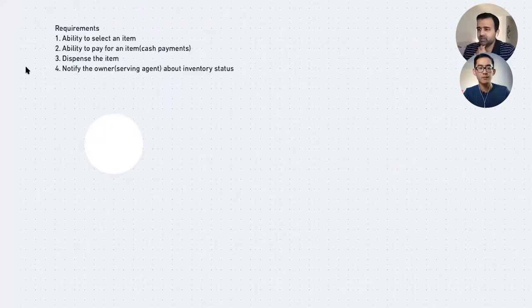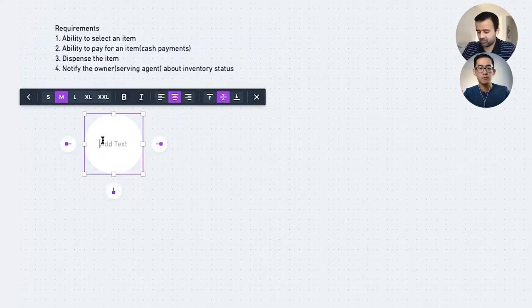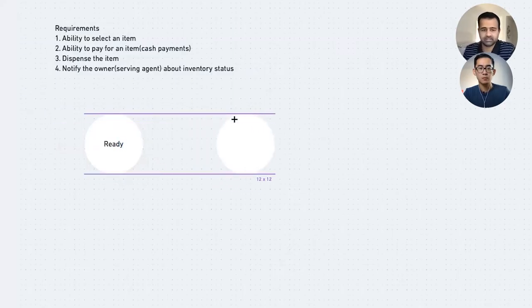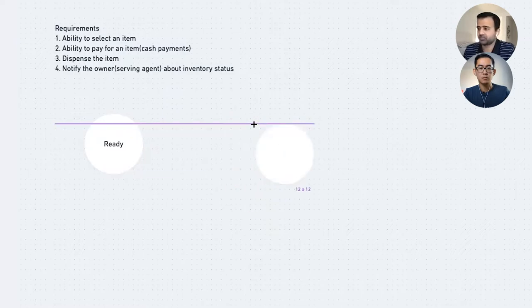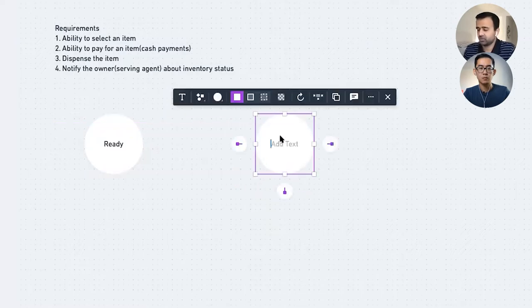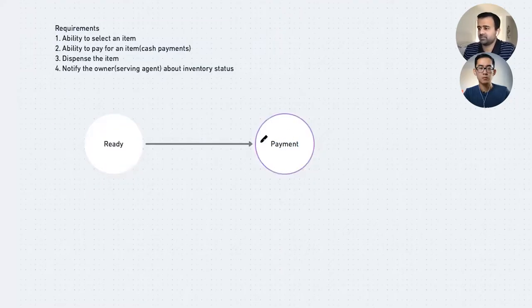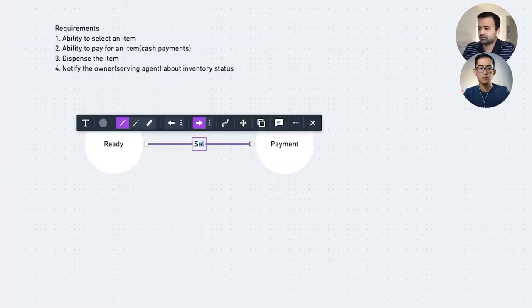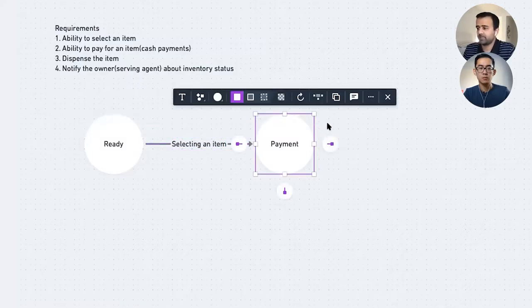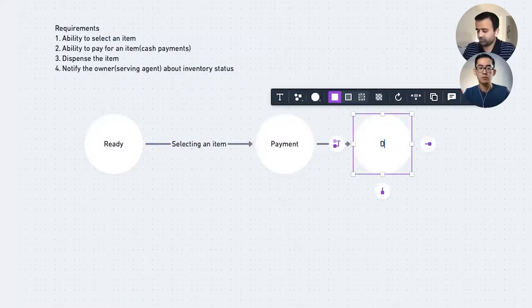Yeah, let me quickly do this so we have time to go over the system. So basically, this is the steady state, or ready state, of your system. The next thing you would look at is you are selecting an item and then making the payment. Now, if payment is successful, you are going to dispense the item.